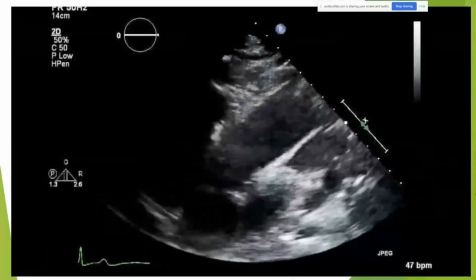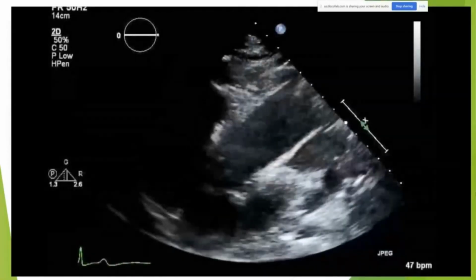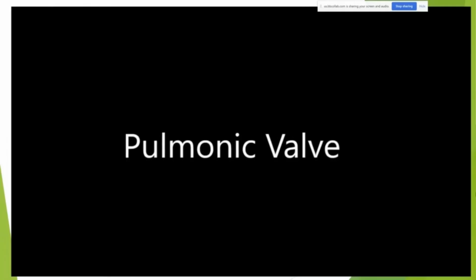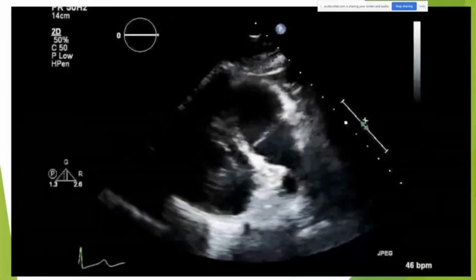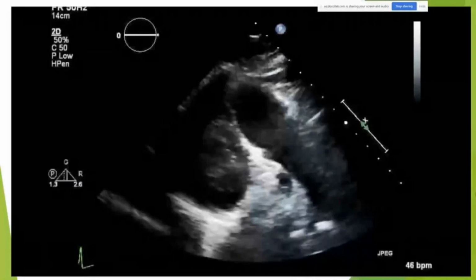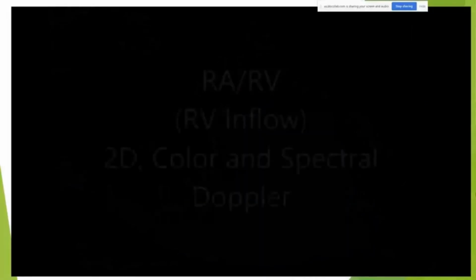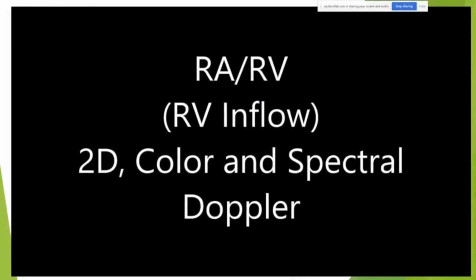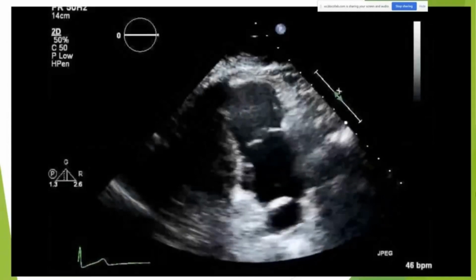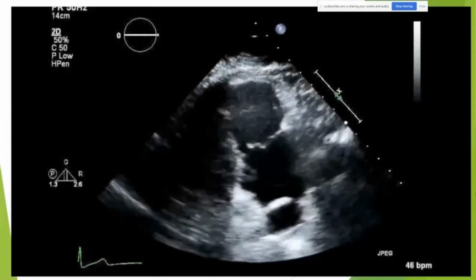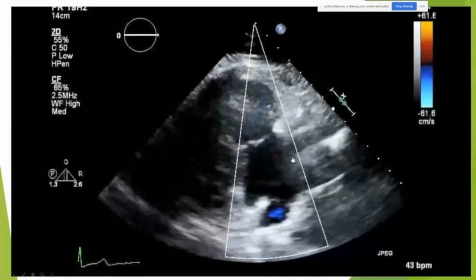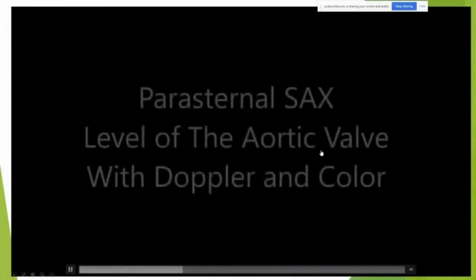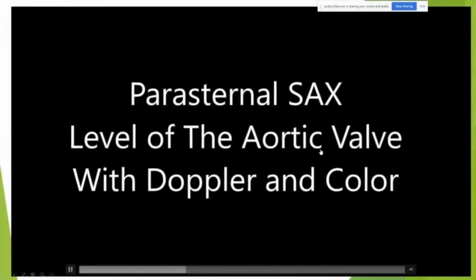This is the ascending aorta. Always remember, if you can't see, move up one rib space. I get this right when I start my exam usually. RVOT, your pulmonic valve. RVIT. Remember, this is the right atrium, right ventricle. This person definitely has tricuspid regurgitation. I would say moderate.